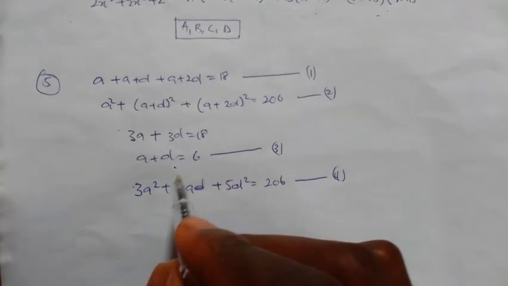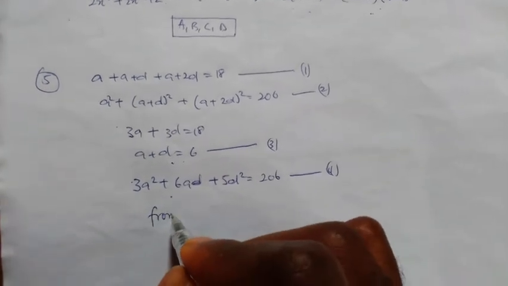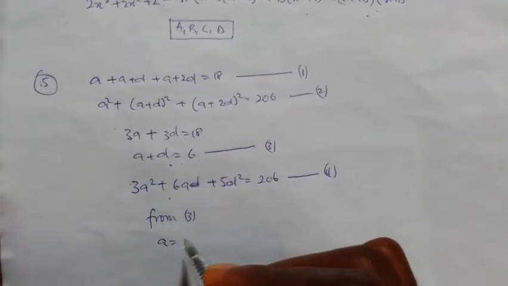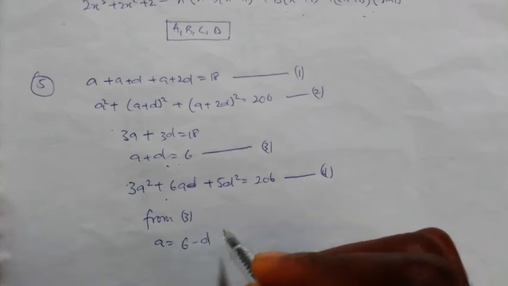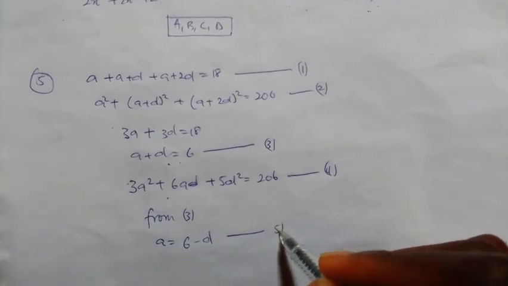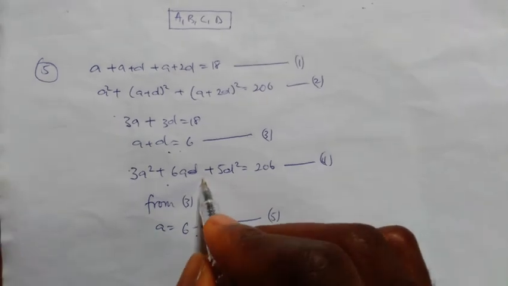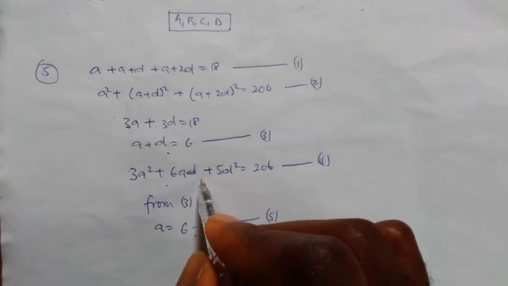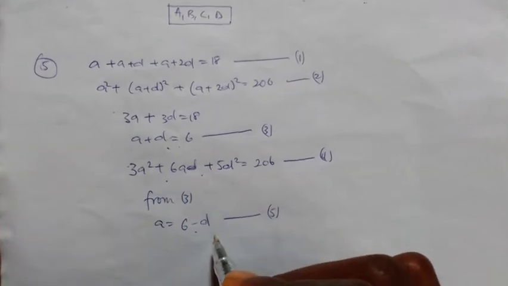Now yours is to solve by saying, from equation 3, make a the subject of the formula, where a is 6 minus d. Then you would expand. So throw a inside this equation 4, get your d. After getting your d, now substitute back into equation 5 and get your a.